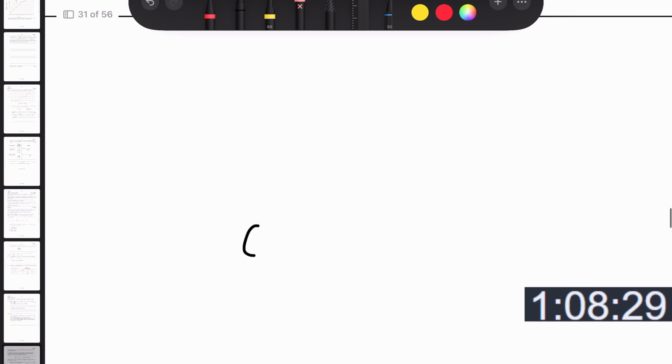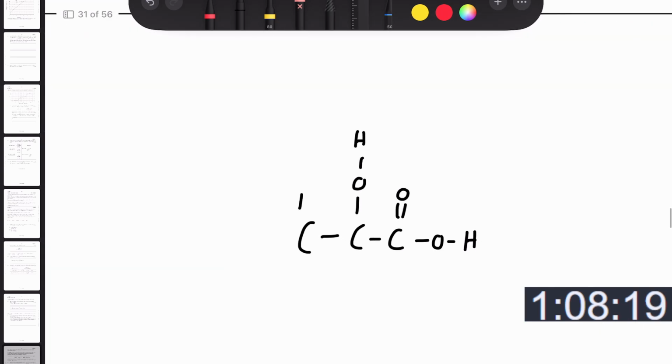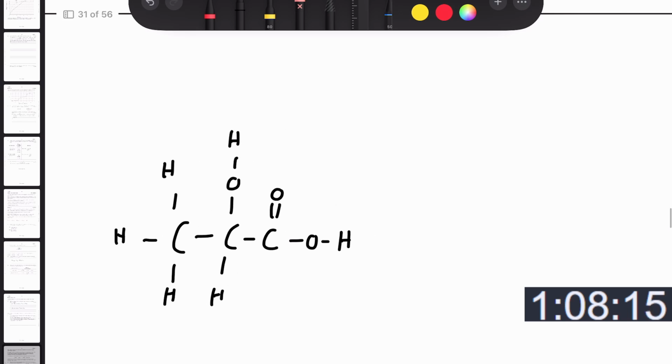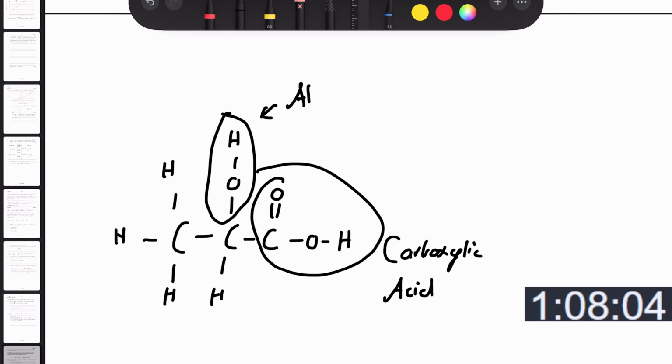So propanoic acid, and then I want a hydroxy, so OH, 2-hydroxy. So then the rest of this should just be H. And this bit is the carboxylic acid. And this is the alcohol, hydroxyl group.